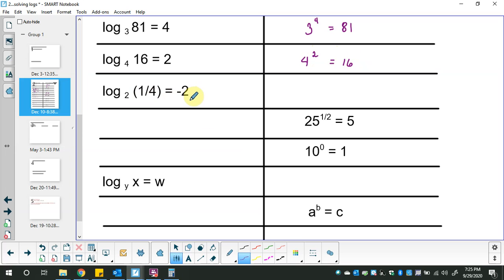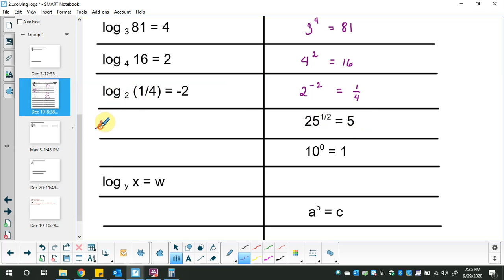A little bit more difficult, a little bit bulkier, I guess. 2 to the exponent negative 2 is equal to 1/4. So what exponent on a 2 gives us 1/4? That exponent would be negative 2. And then working backwards, this one actually has 2 possible answers in my world, as does this, and I'll show you them in a second.